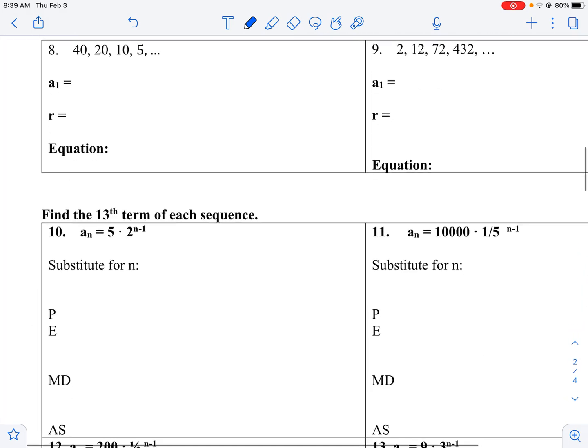And now here I want to find my first term and common ratio. Why don't you do that on your own? Find your first term, common ratio, and then write your equation for 8 and 9. So I would pause the video and unpause when you're done.